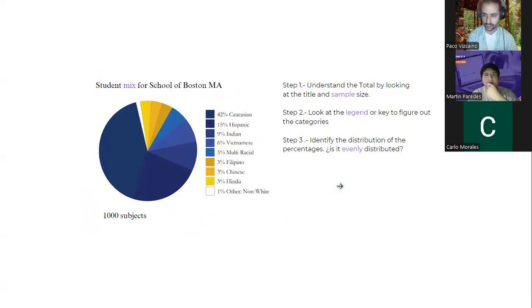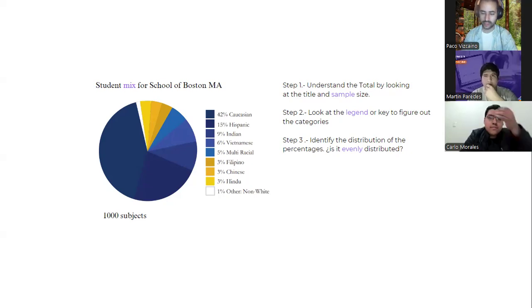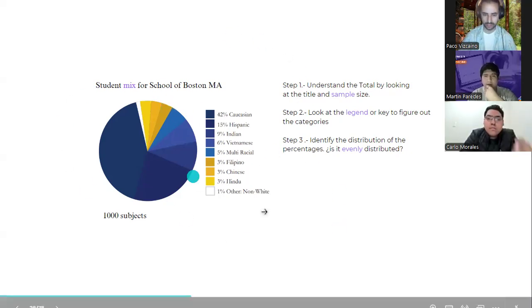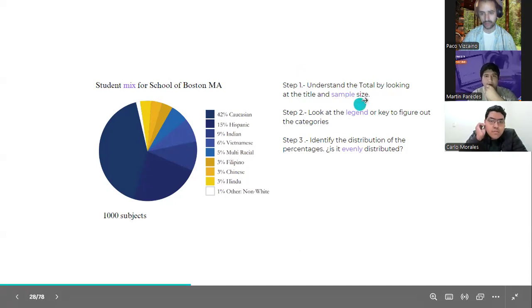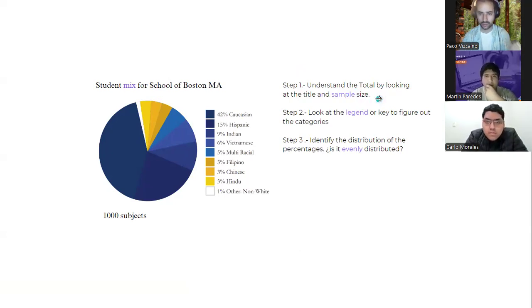I'm going to do this exercise, and then you are going to help me do the following exercise of the next slide, which is the same. So these are the 3 steps. Step number 1, understand the total looking at the title and sample size. Look at the legend or key to figure out categories. And then identify the distribution of the percentages. Evenly distributed, or is it more like monopolized by some element, some item?